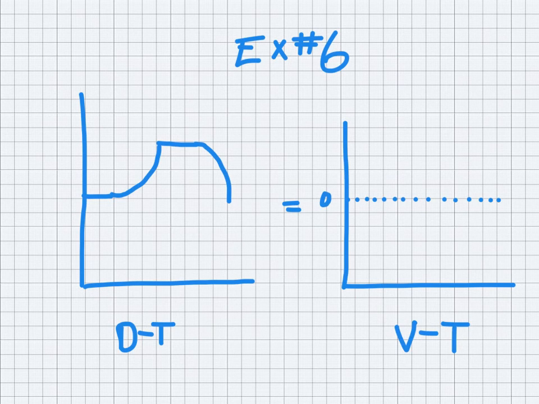Here's what I got. First part, 0 velocity. Second part, accelerating. That's going to be like this. Third part, 0 velocity. Fourth part, negative acceleration going down. There you go.